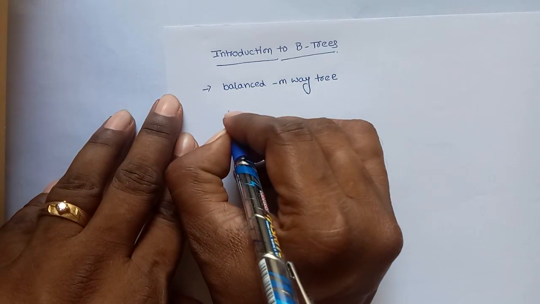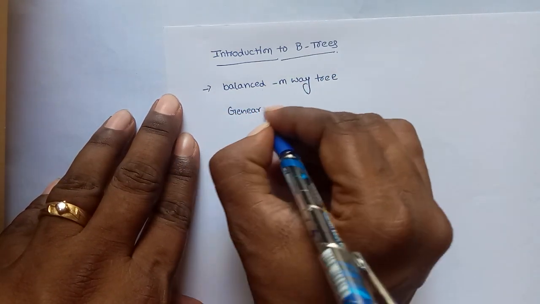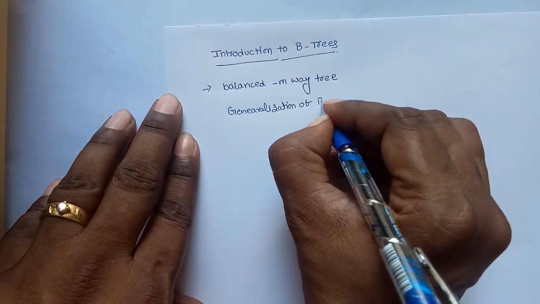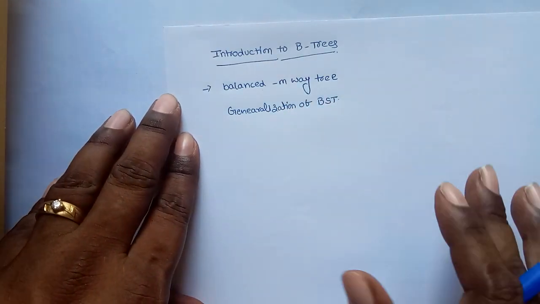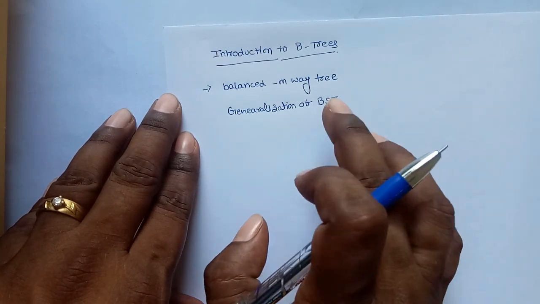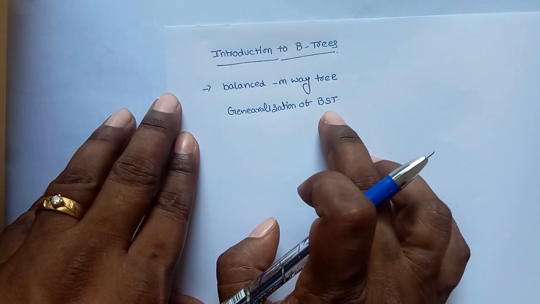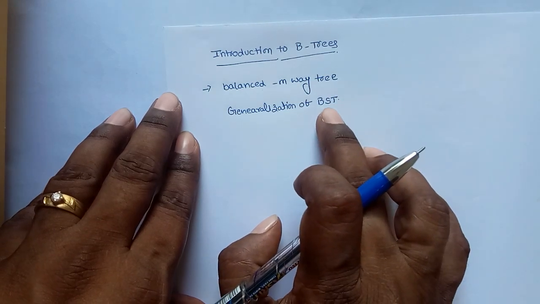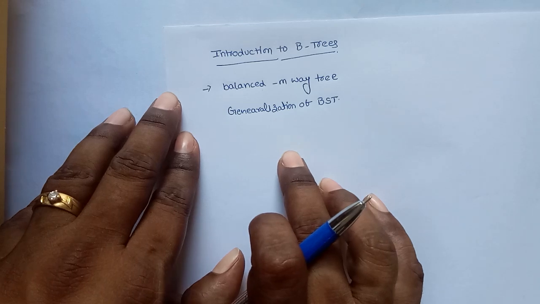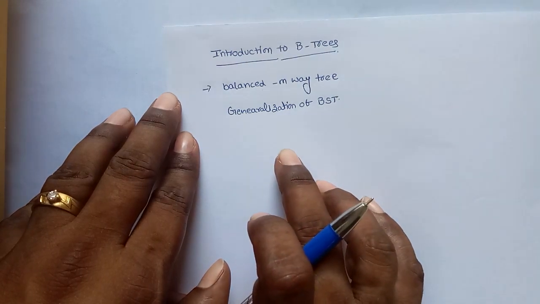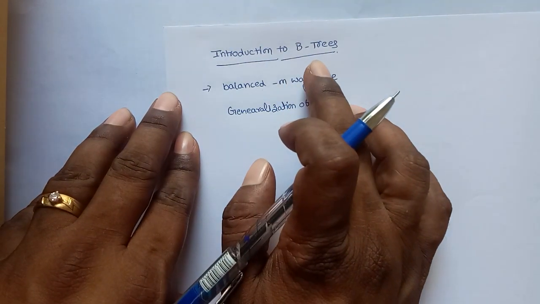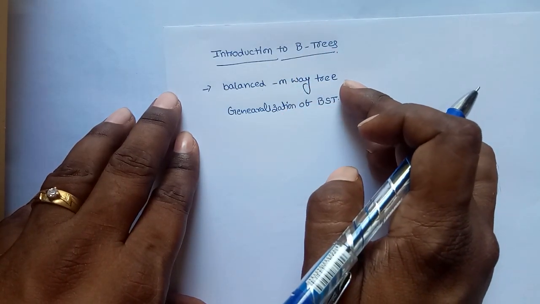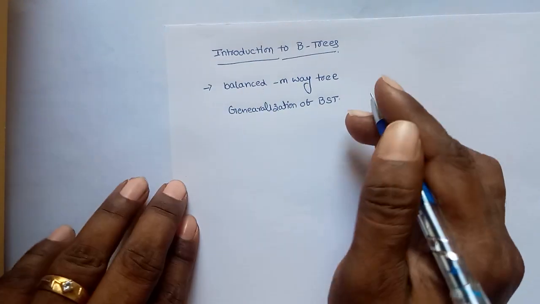Simply, B trees are also a generalization of binary search tree. That means in a binary search tree a node contains only one data item and a maximum of two children. But in a B tree we have more than one data item, and more than two children are also allowed.